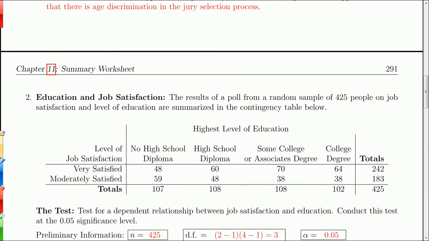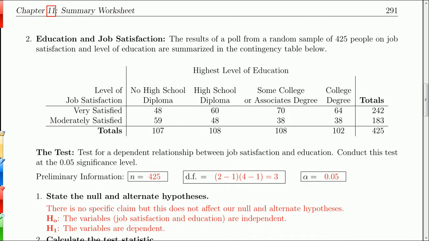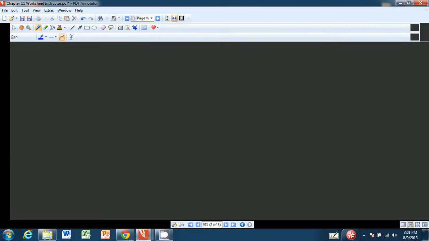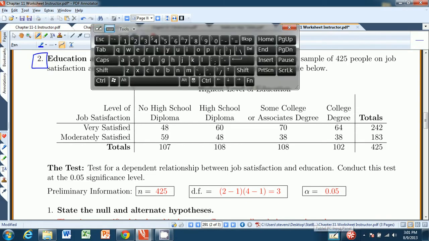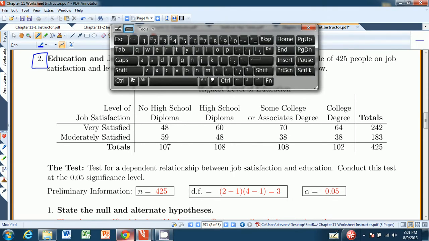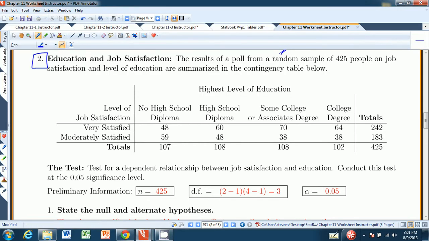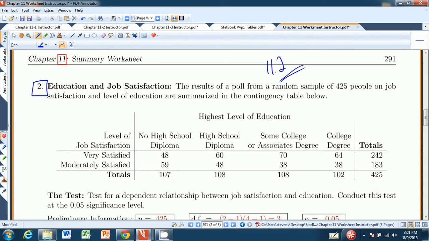Let's take it to number 2. This is actually from chapter 11.2, which is a test of independence. And we'll get to that in 1 second. One thing I need to do, I need to take a quick pause here. Okay. So, we'll get rid of that. Education and job satisfaction.